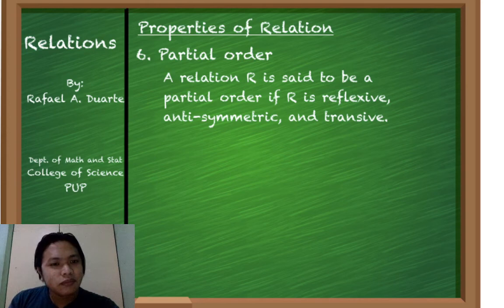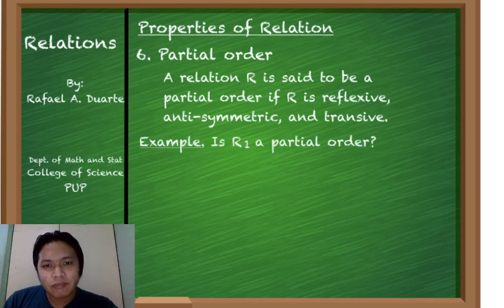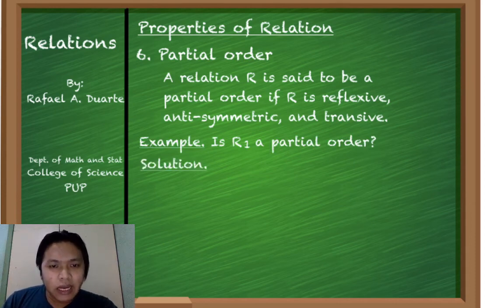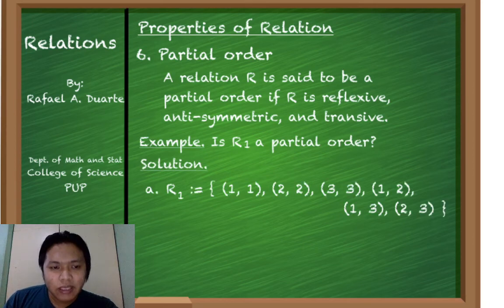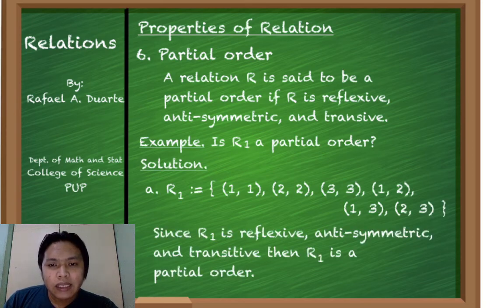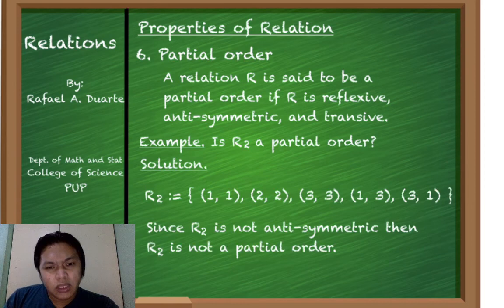Okay. So, what happened? Is R1 a partial order? Yes. Because R1 is reflexive, R1 is antisymmetric, and R1 is transitive. So, therefore, R1 is a partial order. Which is not the case for R2, because R2 is not antisymmetric. It is symmetric there. So, it is not a partial order.